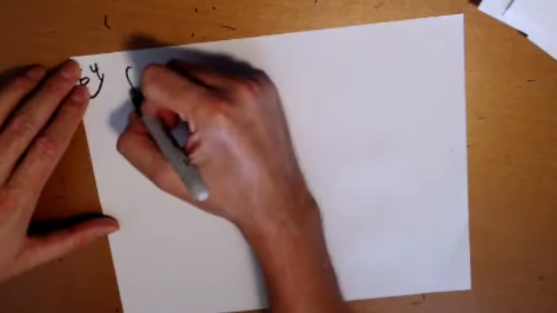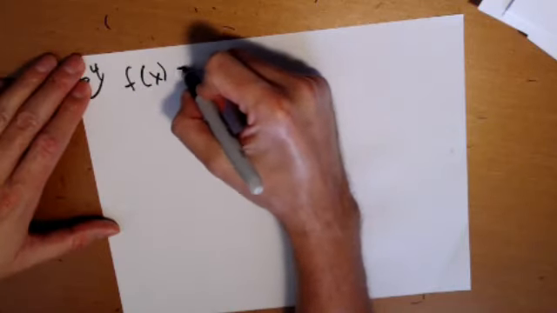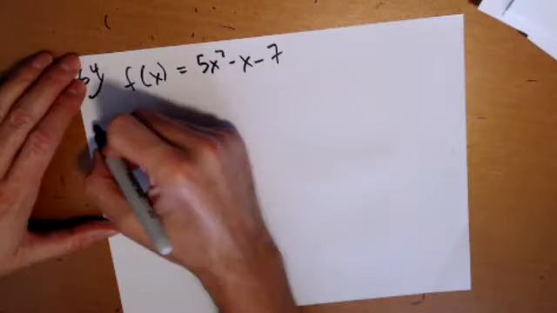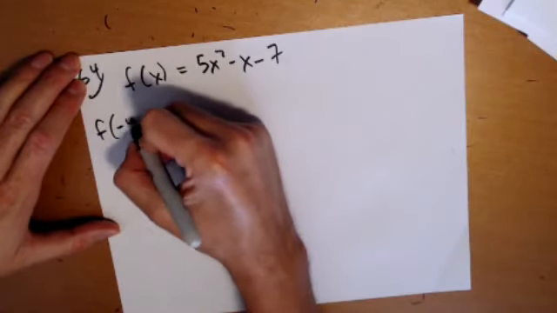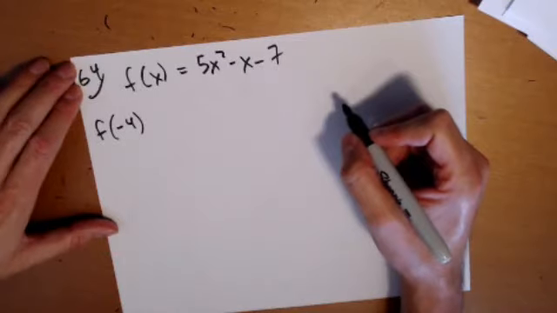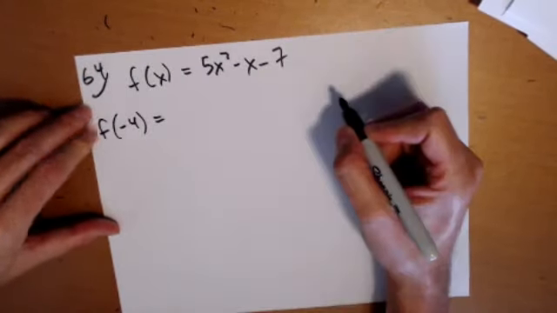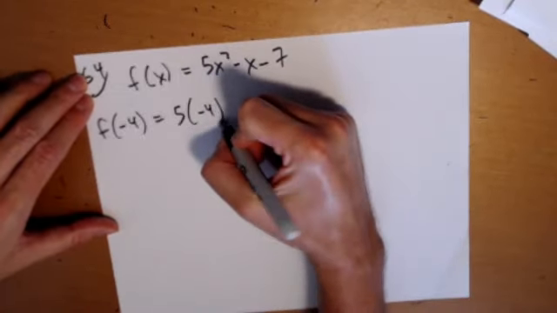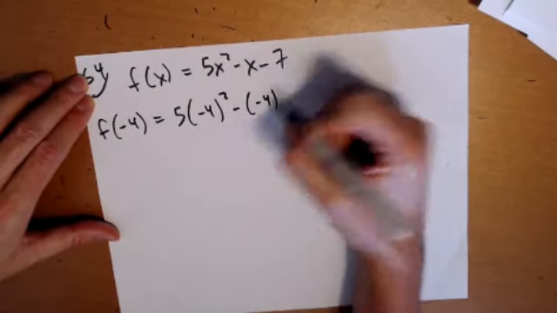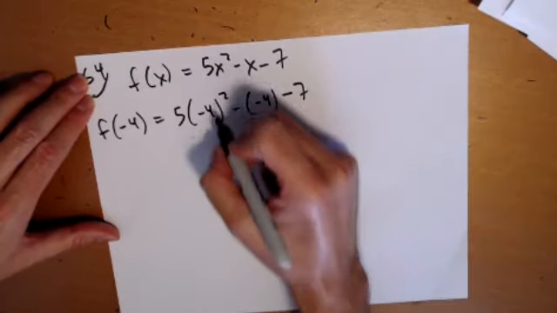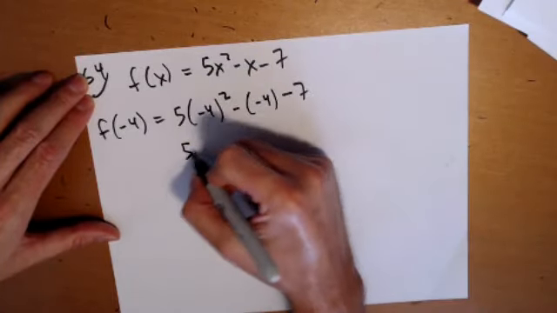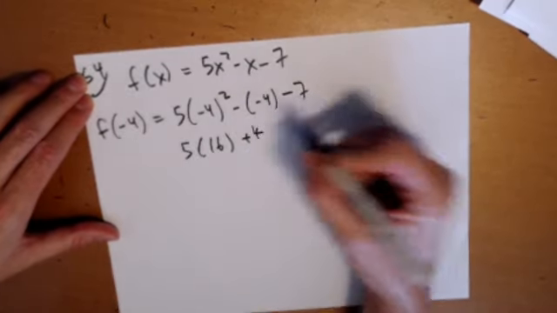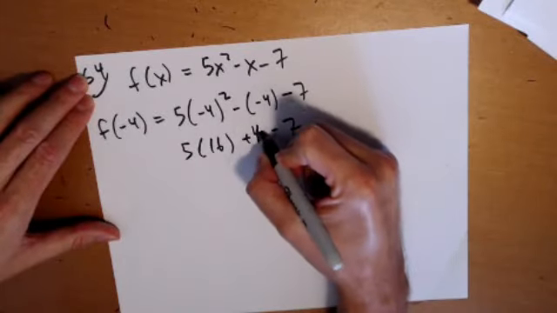64. They give us a function, f of x is equal to 5x squared minus x minus 7. And they want us to plug in negative 4. Okay, f of negative 4, so that means wherever I see an x, I'm going to replace it with negative 4. 5, negative 4 squared minus negative 4 minus 7. Okay, negative 4 squared is 16. Minus minus is a plus. Minus 7.